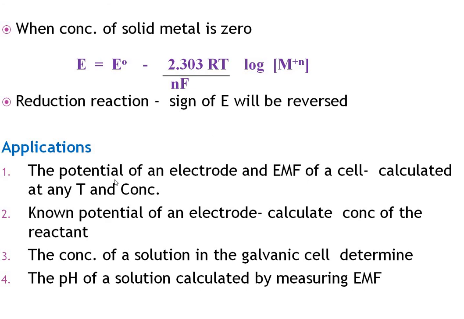What are the applications of this equation? The potential of an electrode and the EMF of a cell can be calculated at any temperature and concentration, and from a known potential of an electrode we can calculate the concentration of the reactant. We can determine the concentration of a solution in the galvanic cell. The pH of a solution can be calculated by measuring EMF.